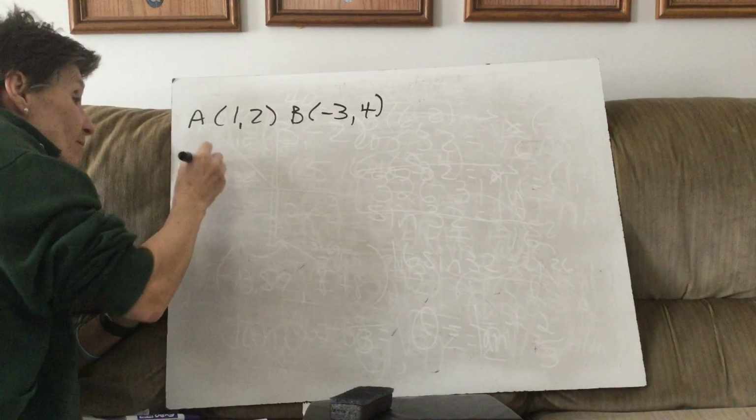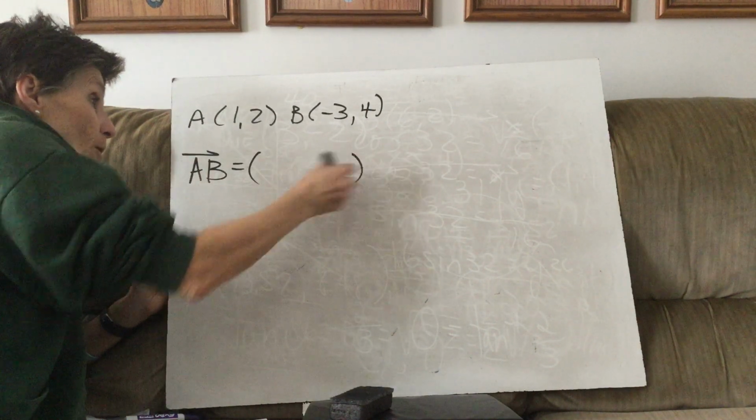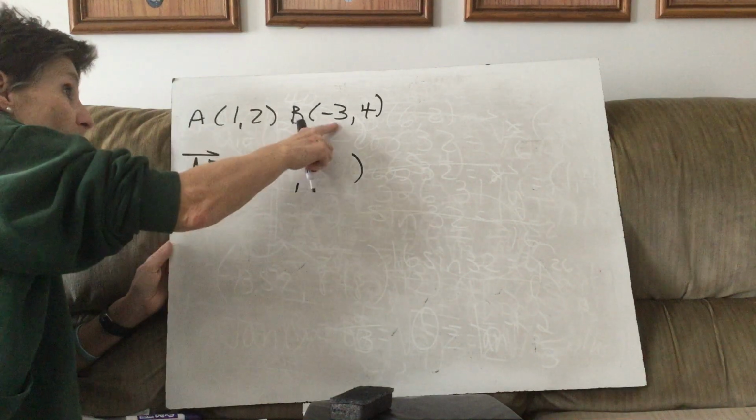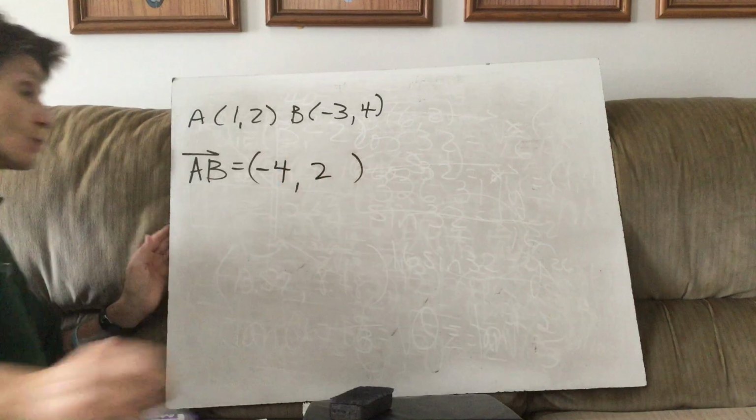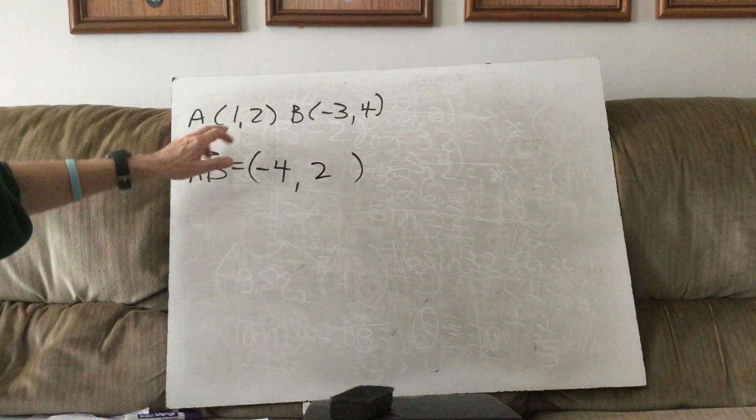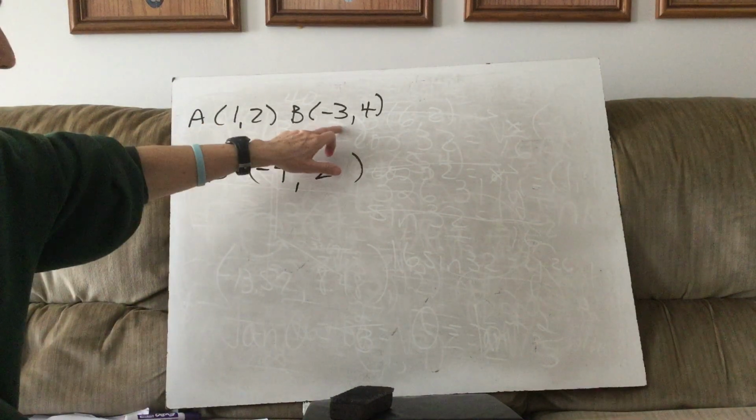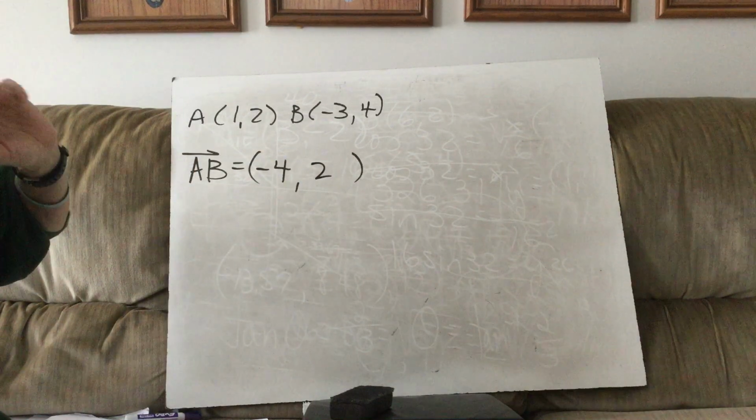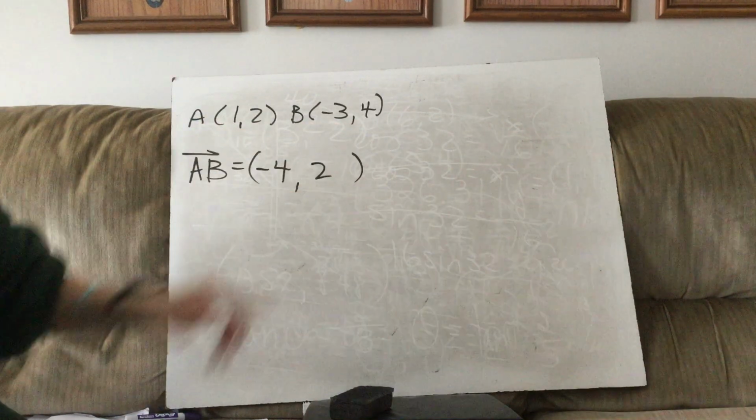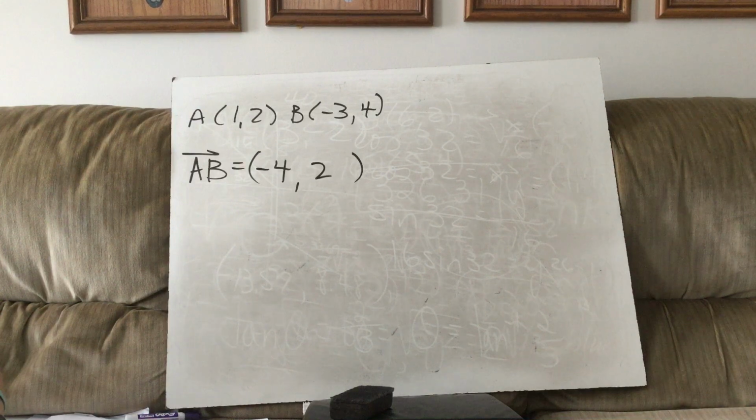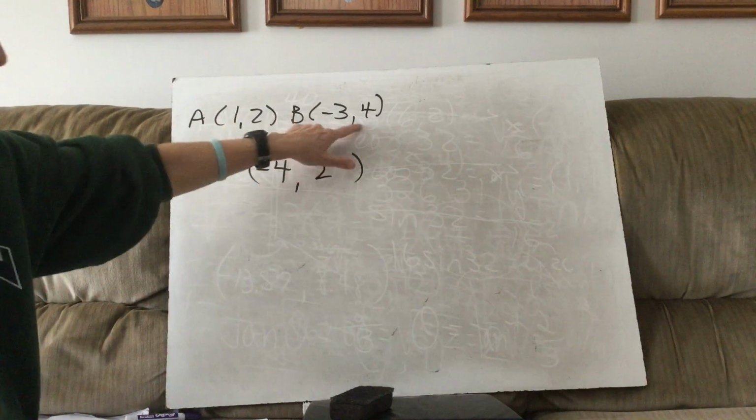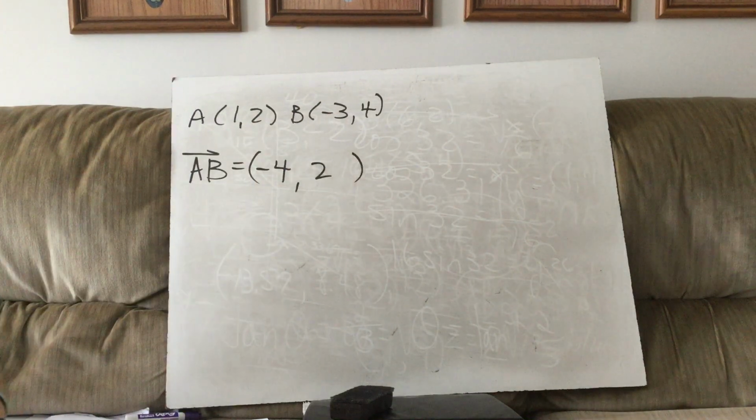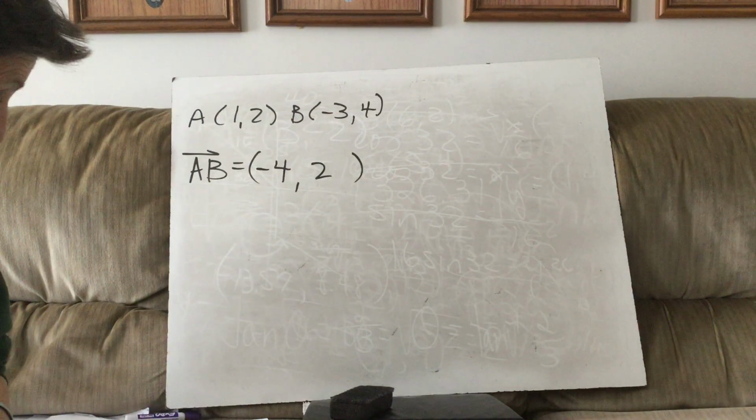The first thing we want to find is vector AB, the vector from A to B, from 1 to -3, and from 2 to 4. So there are the coordinates of the vector from A to B. If you're going from 1 to -3, you're backing up 4. And if you're going from 2 to 4, you're going up 2. One more time, -3 minus 1, 4 minus 2. That's another way to calculate that directed distance.